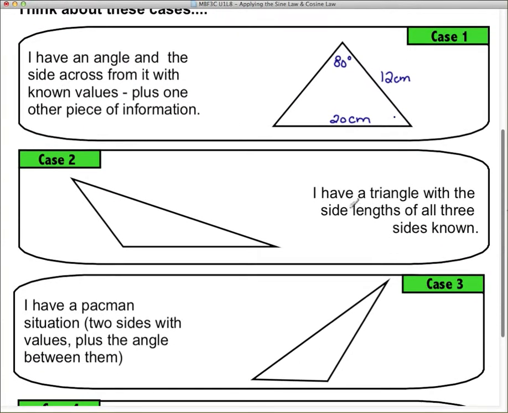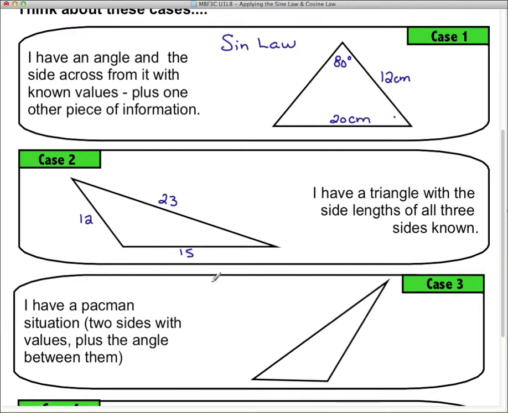Second case here, case 2. Oh, and I should say case 1 is sine law, because we didn't actually write that down. Okay, so case 2: I have a triangle with the side lengths of all 3 known sides. That's how we state it in words. Now I'm going to put it on the diagram. So let's say this is 12, this is 15, and this is 23. So we've got all 3 side lengths.